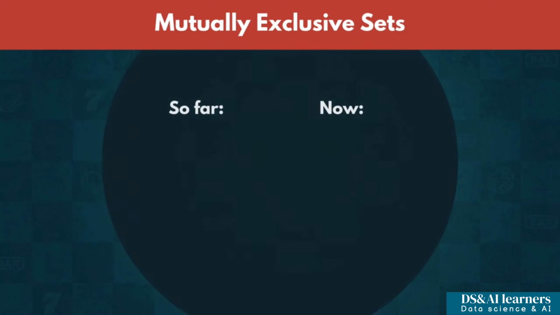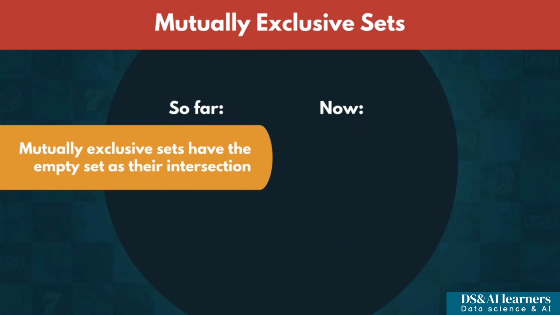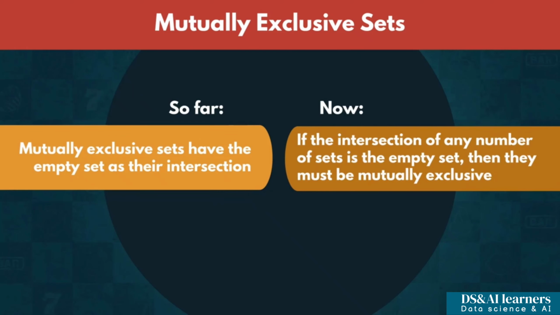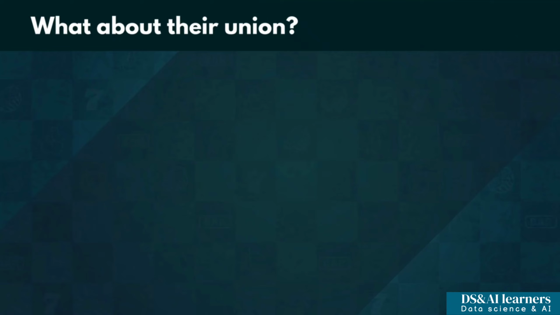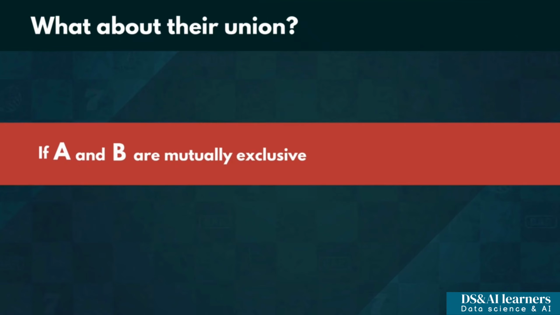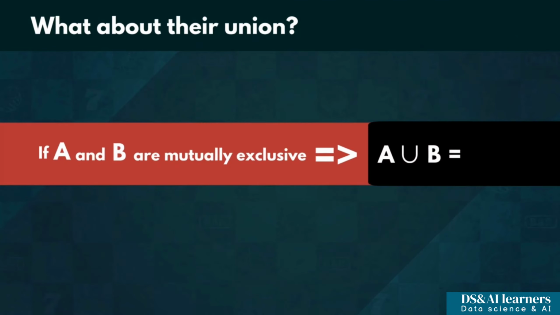During the last couple of lectures, we introduced some important characteristics of such events. Mutually exclusive sets have the empty set as their intersection. Therefore, if the intersection of any number of sets is the empty set, then they must be mutually exclusive, and vice versa. What about their union? If some sets are mutually exclusive, their union is simply the sum of all separate individual sets.